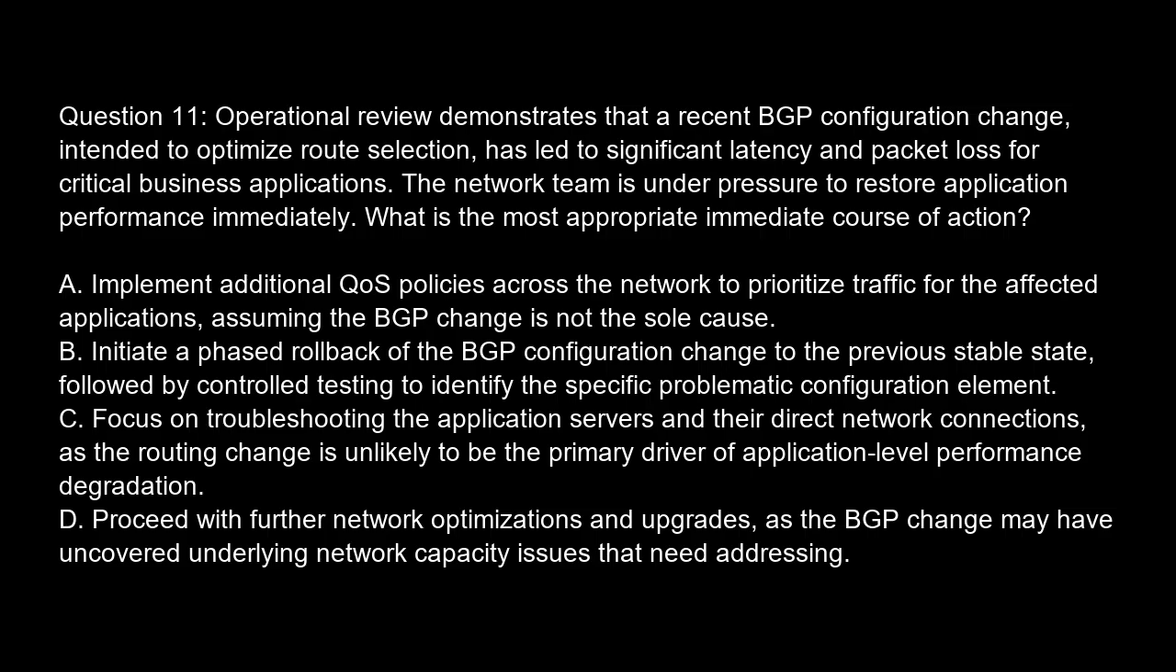Option A. Implement additional CoS policies across the network to prioritize traffic for the affected applications, assuming the BGP change is not the sole cause. Option B. Initiate a phased rollback of the BGP configuration change to the previous stable state, followed by controlled testing to identify the specific problematic configuration element. Option C. Focus on troubleshooting the application servers and their direct network connections, as the routing change is unlikely to be the primary driver of application-level performance degradation. Option D. Proceed with further network optimizations and upgrades, as the BGP change may have uncovered underlying network capacity issues that need addressing.